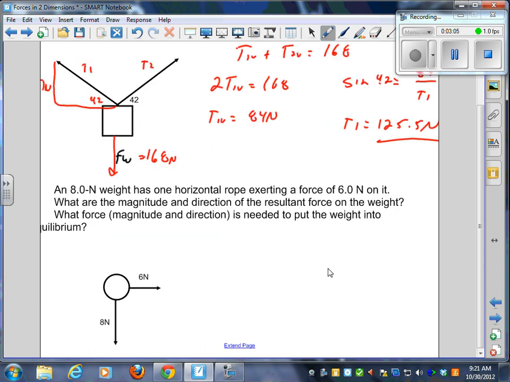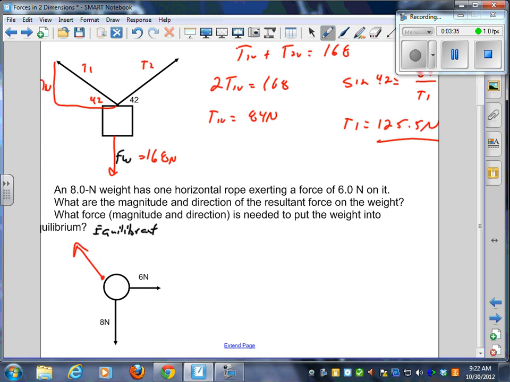An 8 Newton weight has one horizontal rope exerting a force of 6 newtons on it. What are the magnitude and direction of the resultant force on the weight, and what force and magnitude and direction is needed to put the weight into equilibrium? And that again is called the equilibrant. The equilibrant. Okay? So they're asking for the resultant of those two. The equilibrant is going to be that way, right?